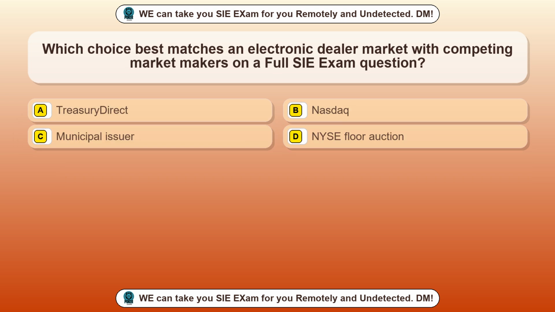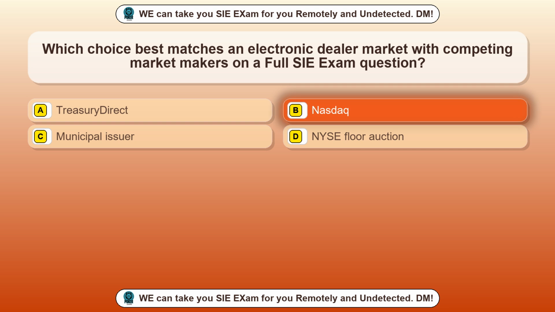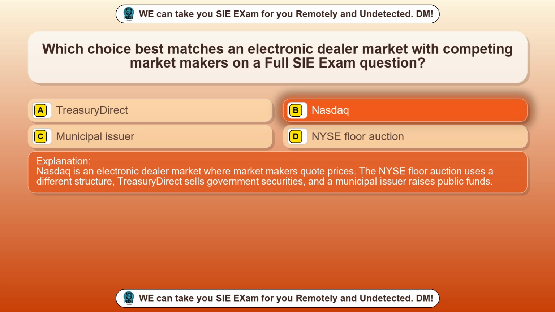Question 34. Which choice best matches an electronic dealer market with competing market makers on a full SIE exam question? Option A, Treasury Direct. Option B, NASDAQ. Option C, municipal issuer. Option D, NYSE floor auction. The correct answer is option B, NASDAQ. NASDAQ is an electronic dealer market where market makers quote prices. The NYSE floor auction uses a different structure. Treasury Direct sells government securities, and a municipal issuer raises public funds.